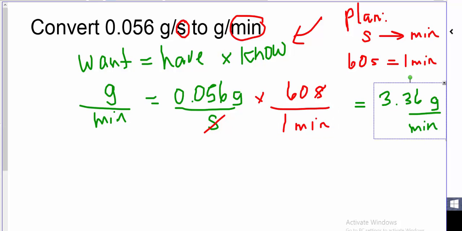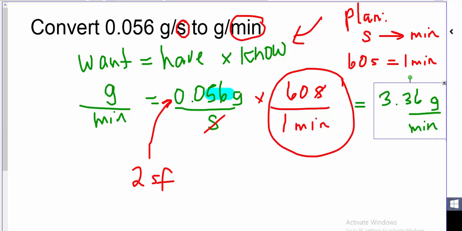Great. Now, before I go ahead and report this answer, I need to think about sig figs. Let's come back to the data that we used in this calculation. In my original rate, in my initial amount, I had 2 sig figs. Let's keep track of these. So there were 2 sig figs here. Now, what about my conversion factor? 60 seconds in 1 minute.